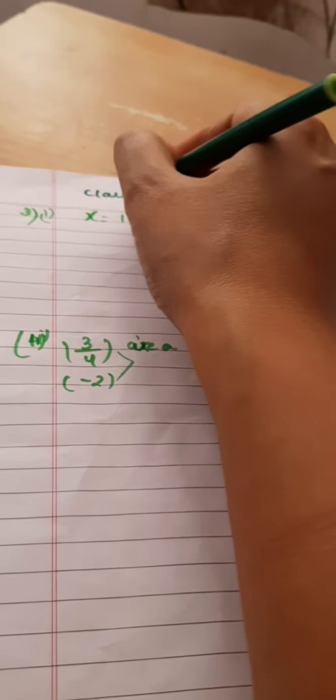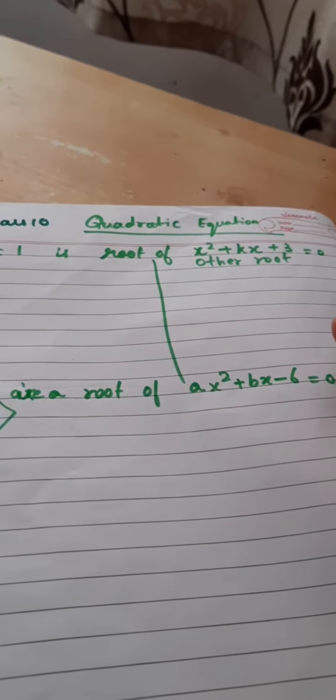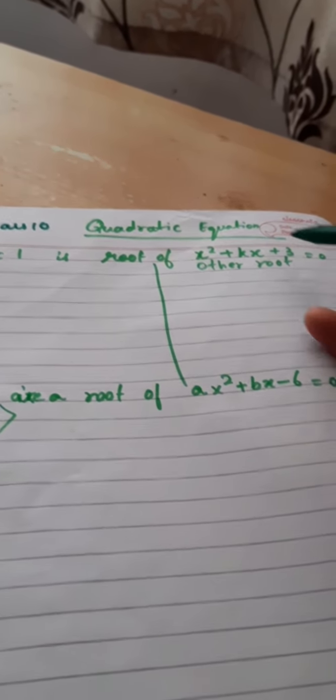Hi guys, today we will see question number 3 in quadratic equation for class 10. So x equal to 1 is a root of x square plus kx plus 3 equal to 0. We need to first find the value of k by substituting x equal to 1.